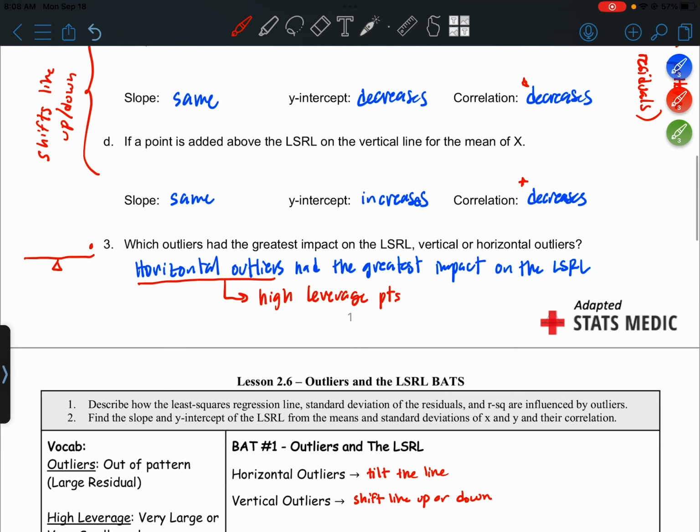Another College Board term that I'm going to introduce here is called an influential point. This refers to a point that, if you remove it from the data set, drastically changes either the slope, the intercept, or the correlation. I'm just going to write R instead of correlation.